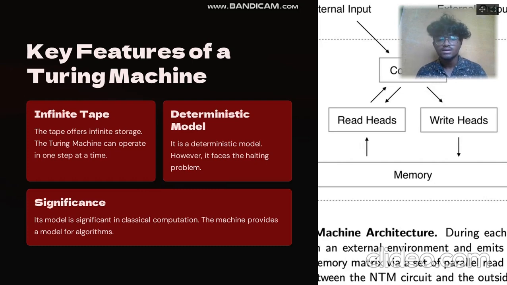The second one is the deterministic model. It is a deterministic model. However, it faces the halting problem. And the last thing is the significance of Turing machines. It is significant in classical computation, as it provides a model for algorithms. This Turing machine is a certain type of model which is helpful for giving algorithms for certain types of problems.